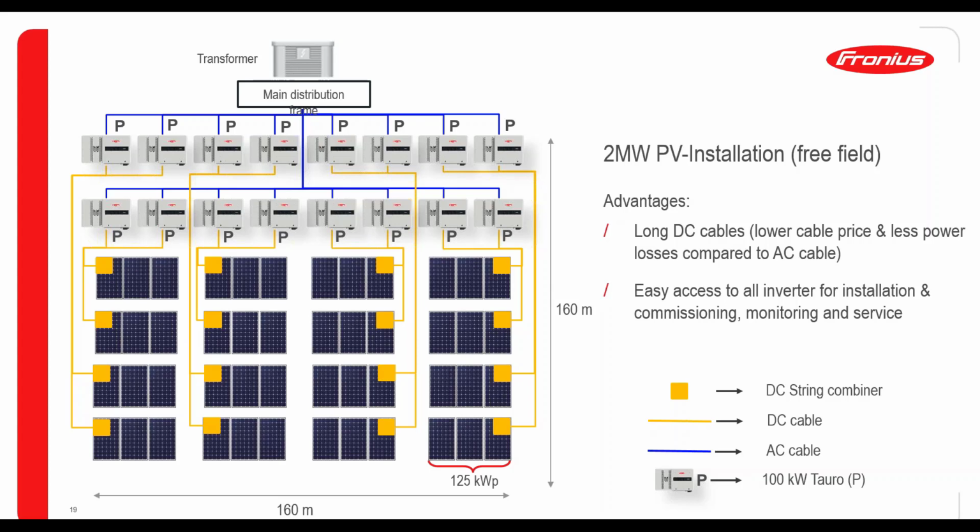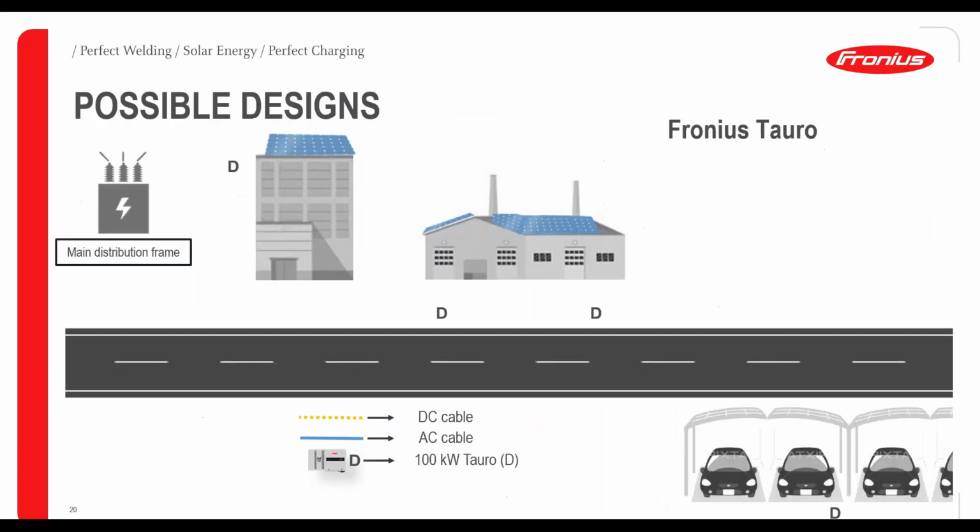Okay, so one example more left. Now I want to show you all the different options in one system. Actually, what's possible with the Tauro. First of all, it would be possible for an on-roof installation also. The Fronius Tauro D option here on a bigger building on the roof. We go down with the AC cable directly to the main distribution frame.